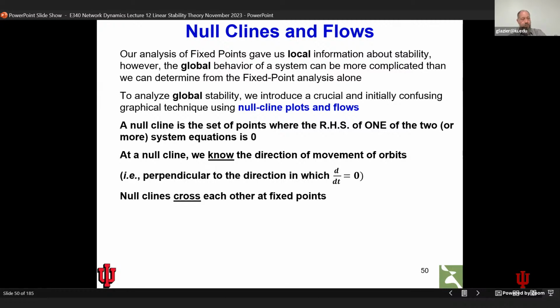When you have a one-equation system, it's just one equation, so it doesn't make sense to talk about a null cline for a single variable. For a single variable, the null cline is the fixed point.